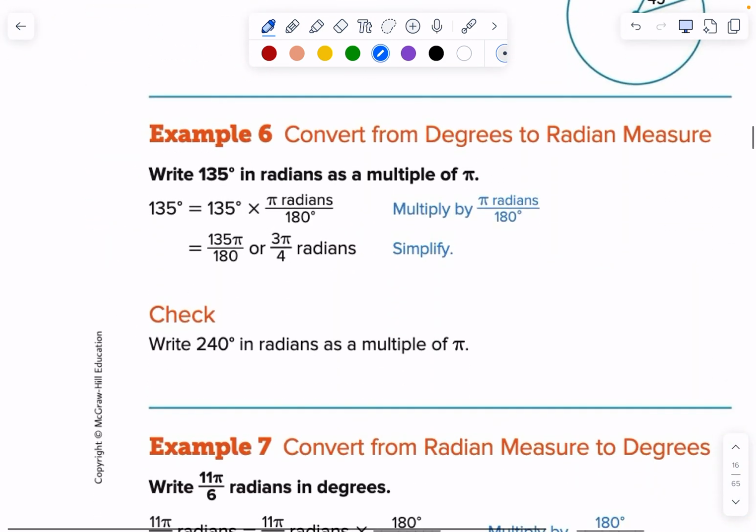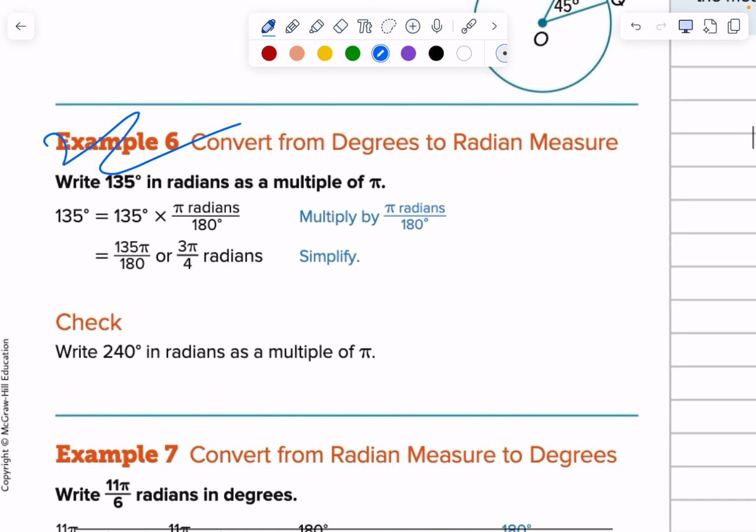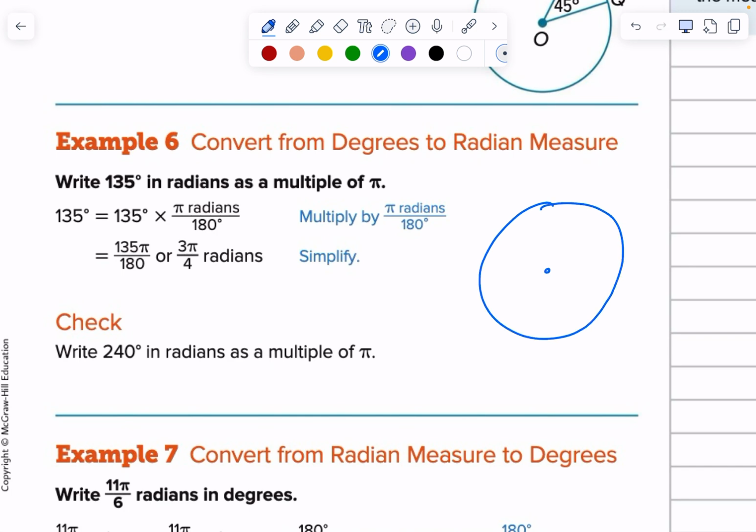Do we have another example, or is that it? I don't want to do example 6. Let's do this one instead. I'm going to change number 6. Let's find the arc length if the radius is 5 centimeters. I'm changing this example because I'm not going to give you any like this quite yet. How big is 135 degrees?